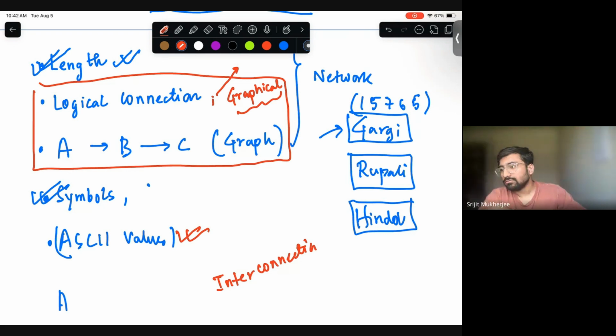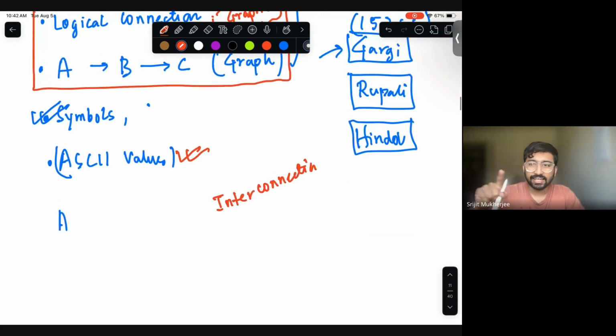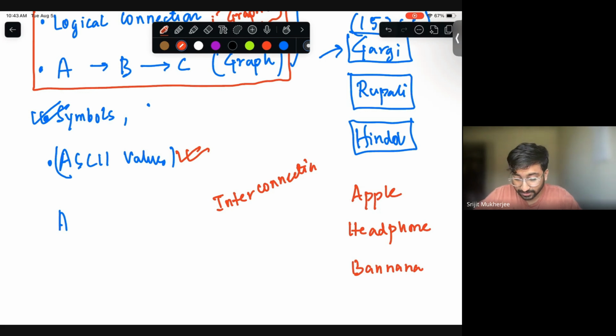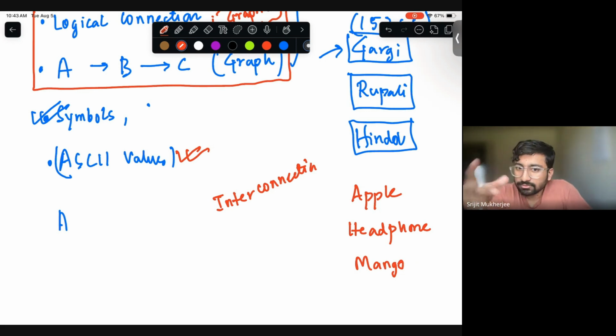Think in terms of this: I will write three random words, and that is your hint. Apple, headphones, and banana. I hope I didn't misspell banana, because nowadays I write with ChatGPT. Please correct me if I'm wrong. Let's say mango. So these are the three hint words for you. Now I am trying to convey some message to you via these three words, and that is what you're missing.